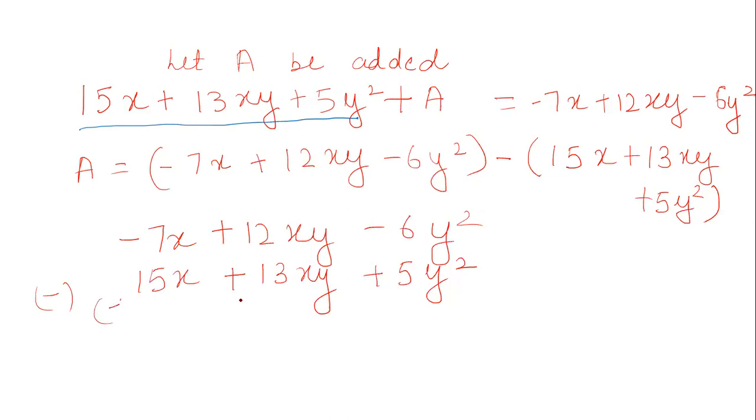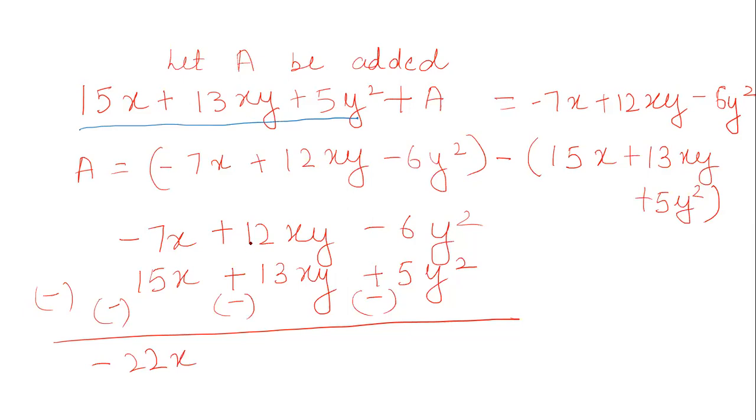ये माइनस हो जाएगा, ये भी माइनस हो जाएगा और ये सारे प्लस में थे तो ये सब माइनस हो जाएंगे. minus 7 minus 15 minus 22x, plus 12 minus 13 minus xy, प्लस 12 माइनस 13 इज माइनस वन एक्स वाई, और माइनस 6 माइनस 5 माइनस 11y square. This is your answer.